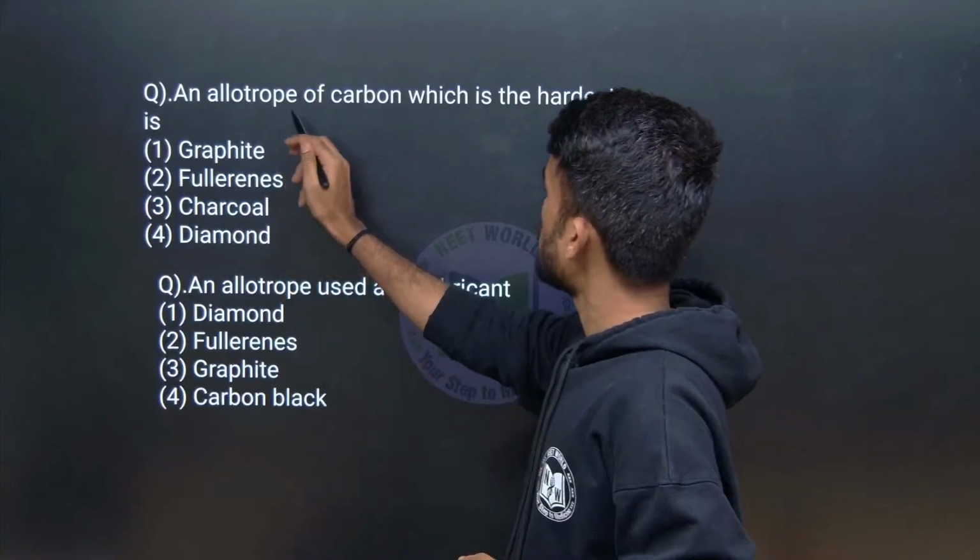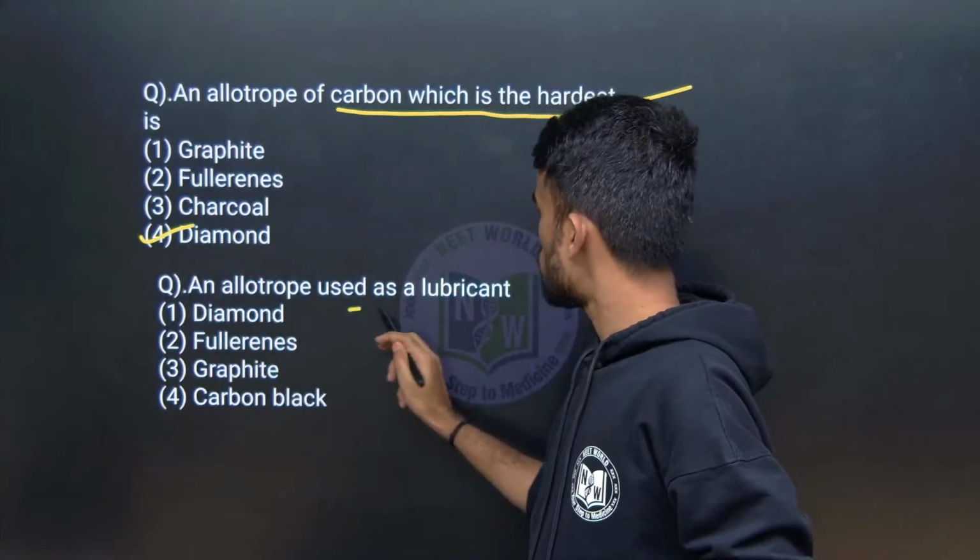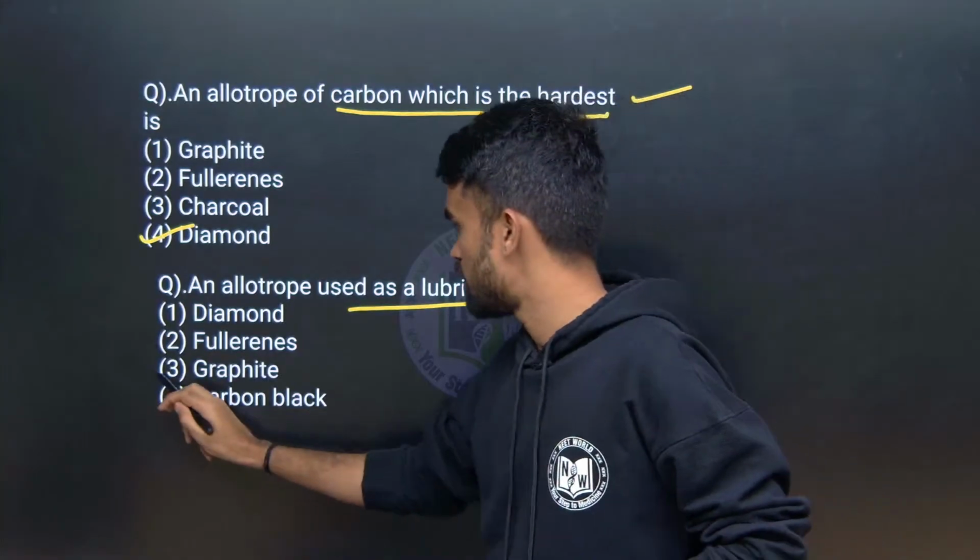Now tell me an allotrope of carbon which is the hardest one? Diamond. Allotrope used as a lubricant? Graphite.